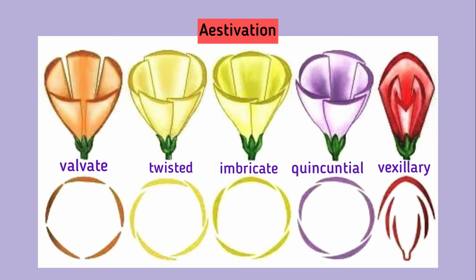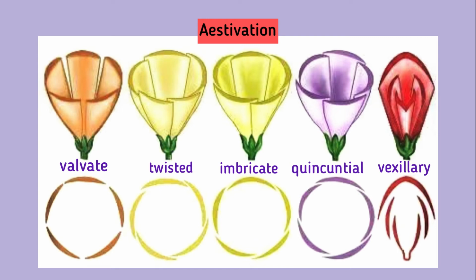In imbricate type, one internal sepal or petal has both margins overlapped and one external sepal or petal has both margins overlapping. In this case, one petal is entirely outside, actually the roll, and one is fully within. In quincuncial aestivation, petals or sepals are arranged in such a way that two petals are entirely outside the roll and two are fully within, while one is half outside and half within.